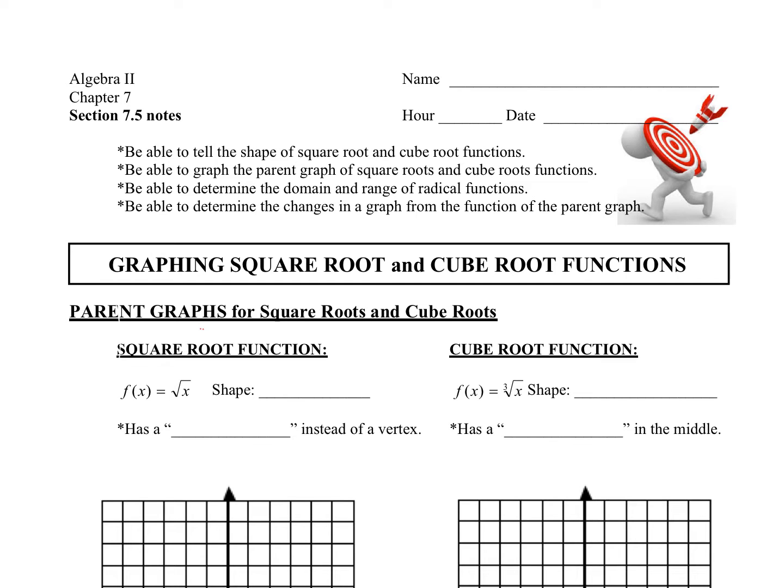Hello, Algebra 2 students. In this section, we're going to be talking about graphing square root and cube root functions. In order to do that, it's going to be helpful to graph the parent graphs for each of these functions. What that means is we're basically graphing the most simple form of the graph, and all the graphs that we will do after this will be some sort of transformation of this original graph.